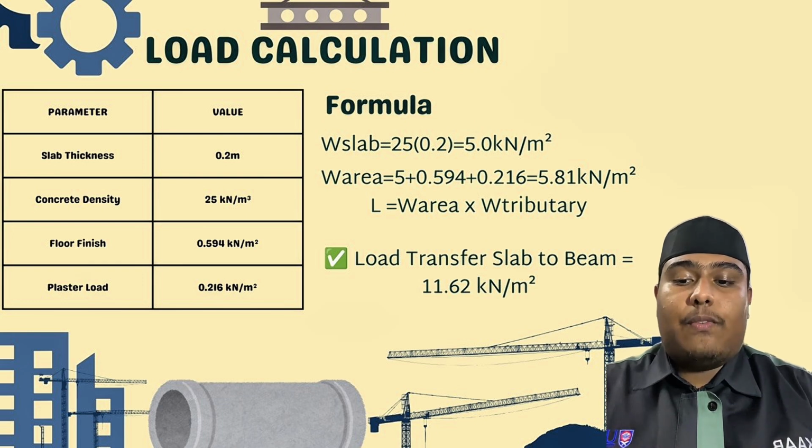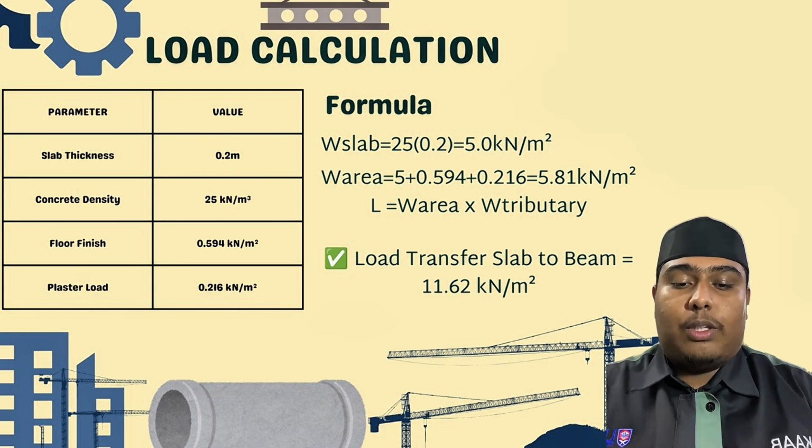Next, we add the floor finish load, which is 0.594 kilonewton per square meter, and the plaster load, which is 0.216 kilonewton per square meter. After adding this load together, we obtain the total area load of 5.81 kilonewton per square meter. Finally, the area load is multiplied by the tributary width to determine the load transfer from the slab to the beam. The final load transfer to the beam is 11.62 kilonewton per meter.